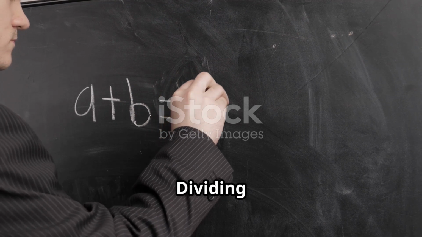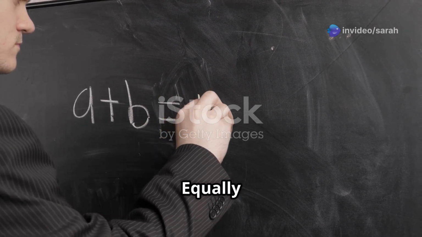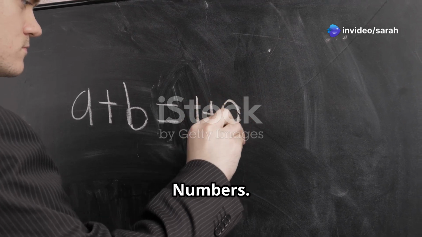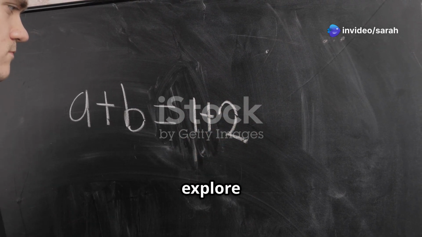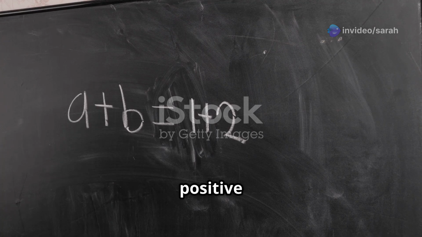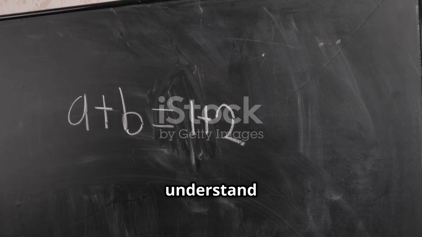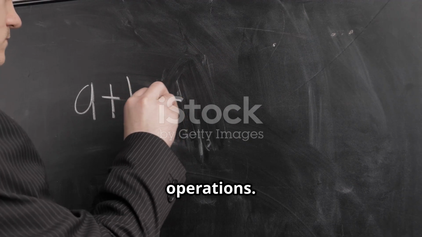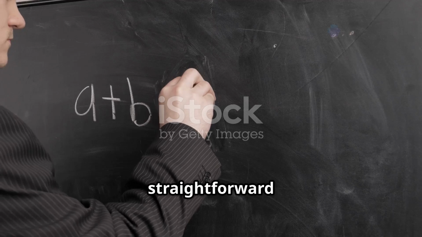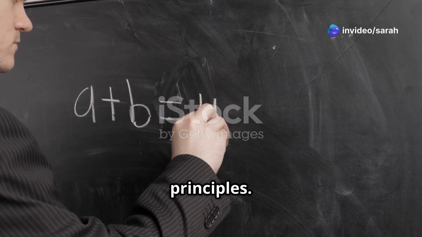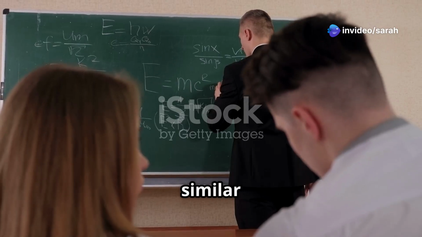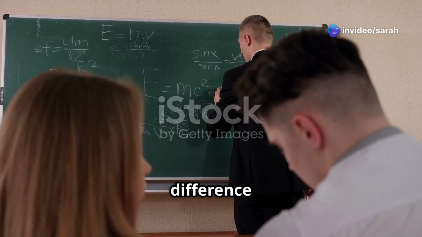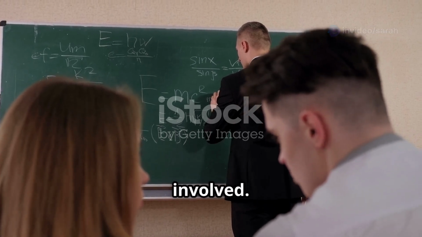Section 7. Dividing integers. Sharing equally with positive and negative numbers. In this section, we will explore how to divide integers, both positive and negative, and understand the rules that govern these operations. Dividing integers can be straightforward once you grasp the basic principles. Dividing integers is similar to multiplying. The key difference lies in the signs of the numbers involved.